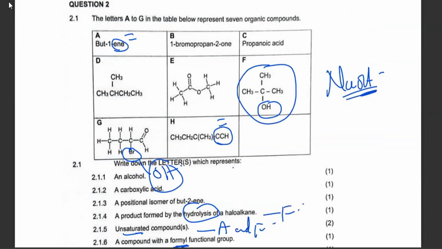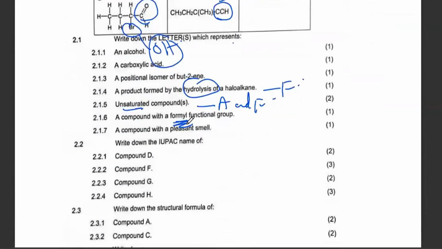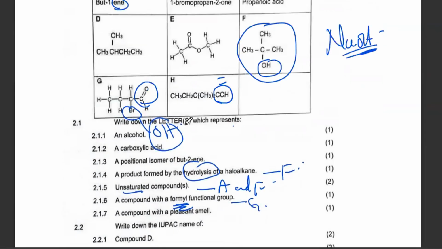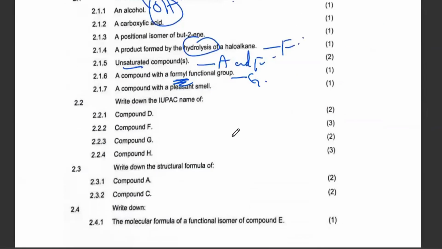Formyl functional group. That is an aldehyde. So you have to look for the aldehyde. Yeah, it is here. Yeah, it is an aldehyde. So the answer here becomes G. Someone can ask, but it's a halogen. It has a halogen, yes, but its major functional group is that. All right.